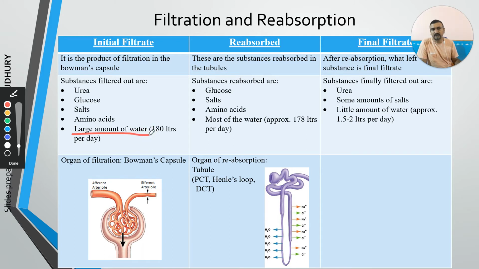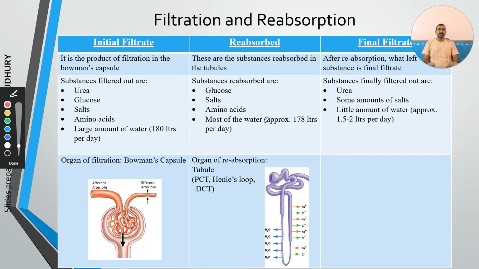Almost 180 liters of water in one day is coming out. Now, obviously, we do not urinate 180 liters in a day, right? So what happens is, most of the water, almost 98% you can say, that is around 178 liters, is reabsorbed. Glucose, amino acids, and certain salts are also reabsorbed.